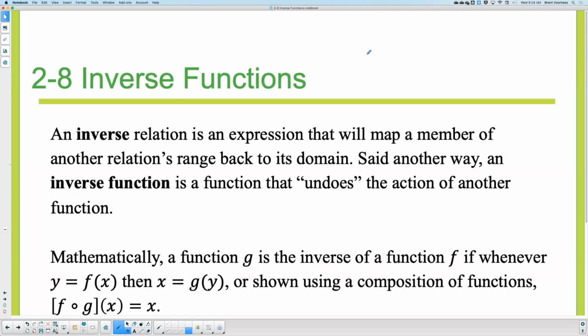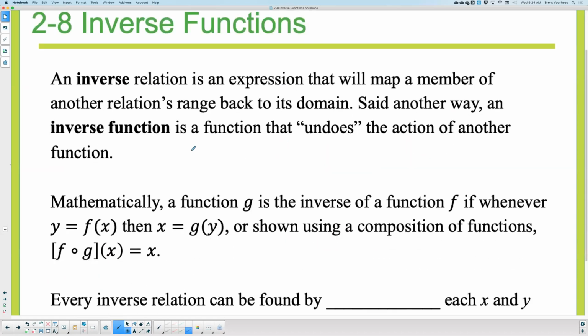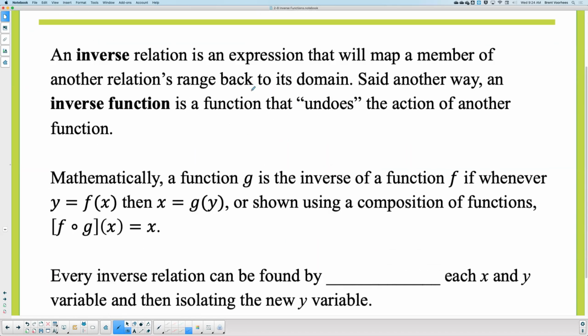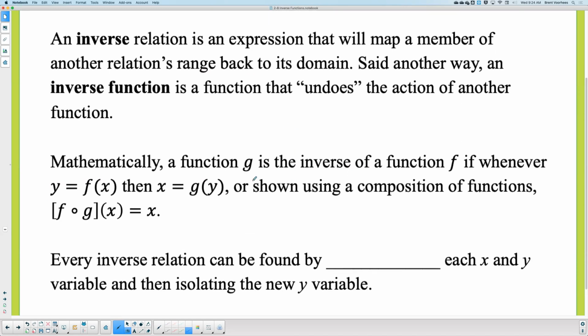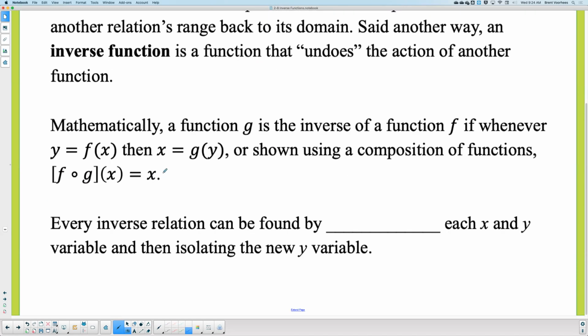As we get going, a very important concept right off the bat is that an inverse is an expression that will map a member of another relation's range back to its domain, meaning it undoes whatever's been done. Here are the mathematical symbols for it. Let's just say y equals f of x. If this is mapping an x to a y, the inverse would map the y right back to the x.